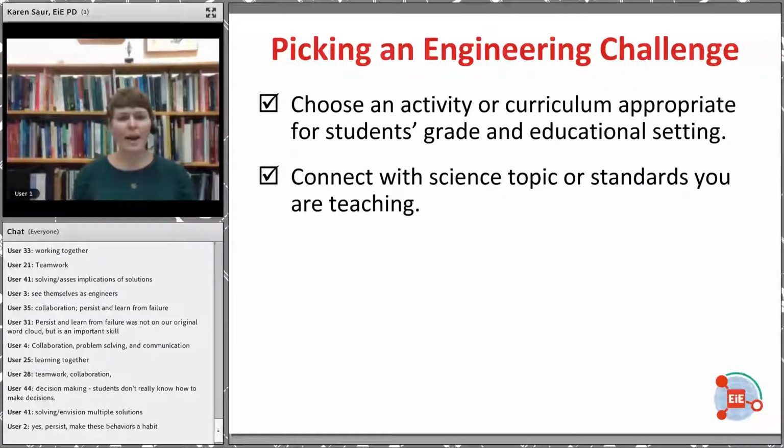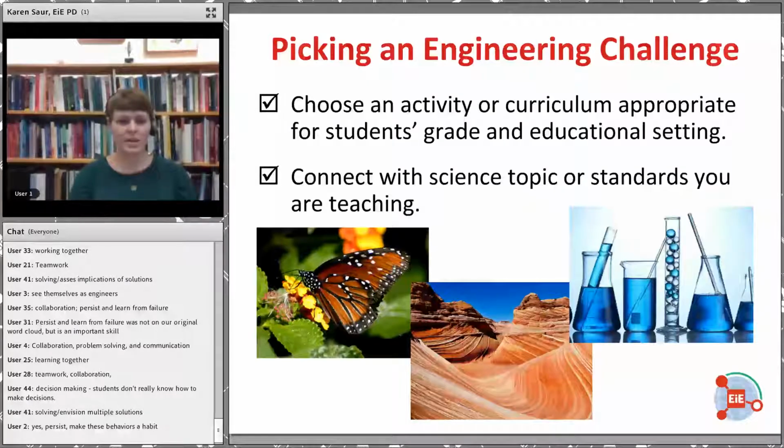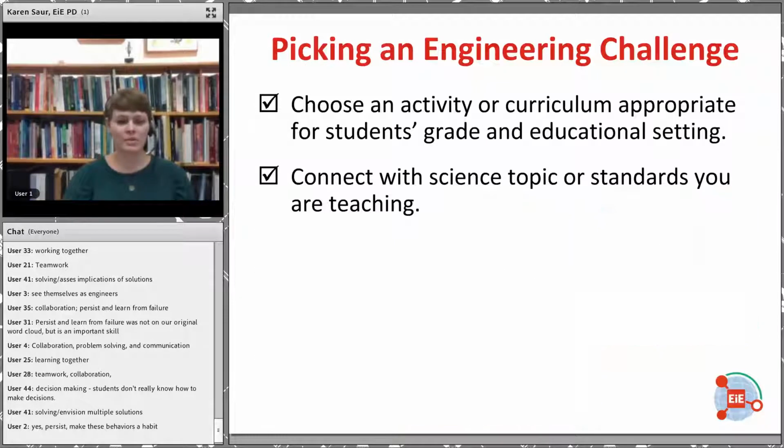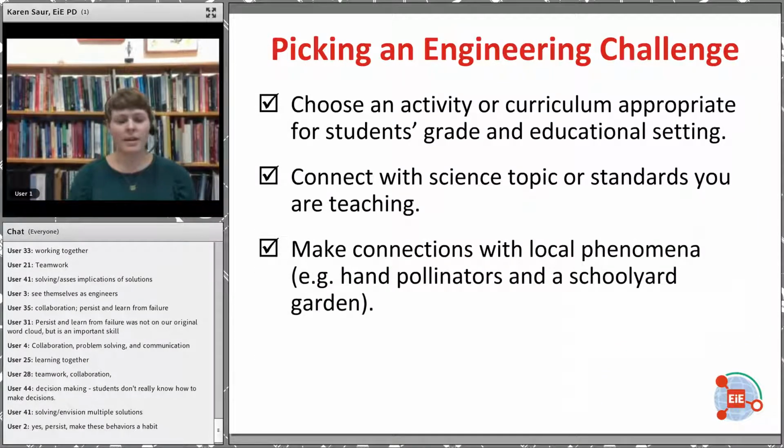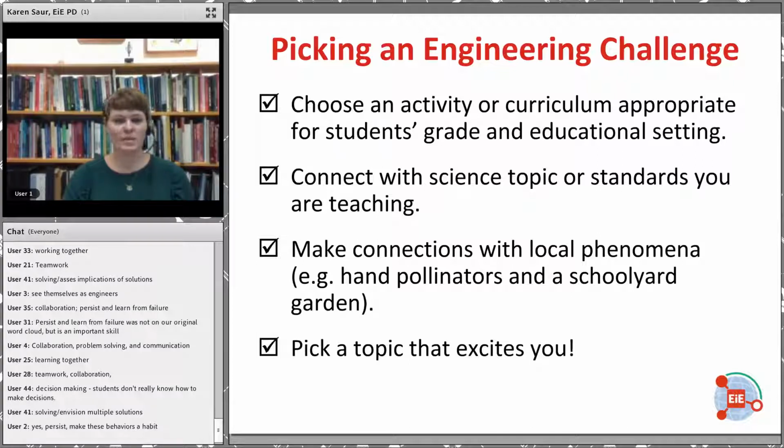So after you have settled on your engineering activity or your curriculum, think about how it connects with your science topics or the standards you are teaching. You want to make sure that you are making the science and the math that you're teaching your students relevant and authentic to them. So connecting it to a design challenge is a really nice way to do that. Another thing to think about is, can you make connections to local phenomena? So if you have a schoolyard garden, you can have your students engineer hand pollinators and talk about pollination and plant development, things like that. So making those authentic real-world connections for the students and bringing it back to their community.